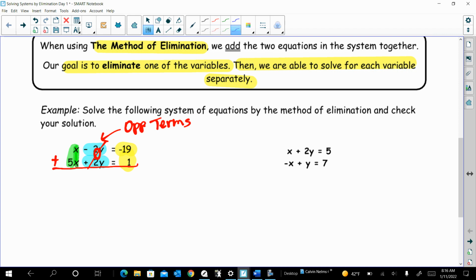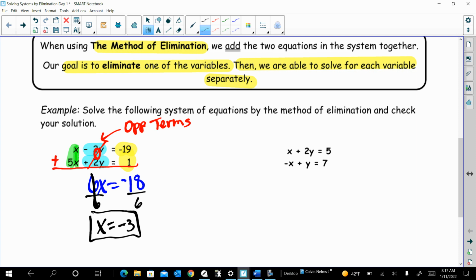x plus the 5x now gives me a total of 6x. -19 plus 1 is -18. And now we're just going to solve for x. Divide by 6, cancel out that coefficient. x equals -3. Now, because we're solving a system, your solution is always still going to be an ordered pair, an x and a y, unless we have a false statement.